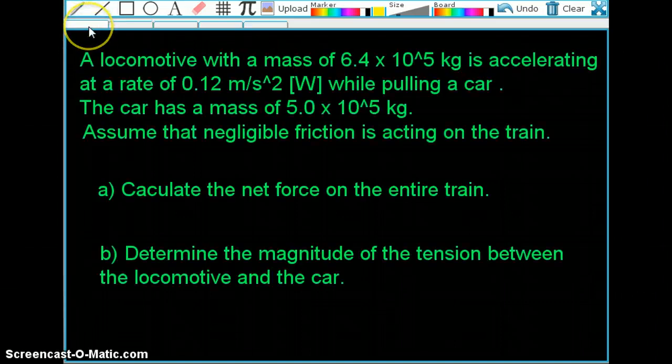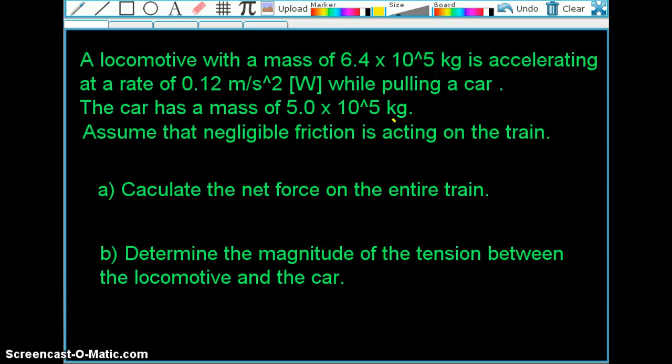So, today, I pose to you this question. A locomotive with a mass of 6.4 times 10 to the 5 kilograms is accelerating at a rate of 0.12 meters per second squared west while pulling a car. The car has a mass of 5.0 times 10 to the 5 kilograms. Assume that there's negligible friction acting on the train. So part A, calculate the net force on the entire train, and part B, determine the magnitude of the tension between the locomotive and the car. So again, really typical Newton's laws and dynamics kind of problem.